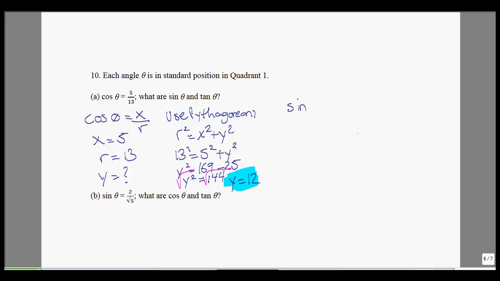Now plugging into our ratios for sine theta and tan theta, we find sine theta equals y over r, which is our 12 over our 13, and tan theta equals y over x, which is our 12 over our 5.